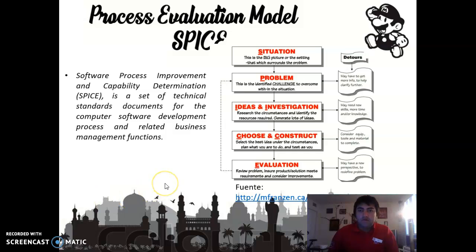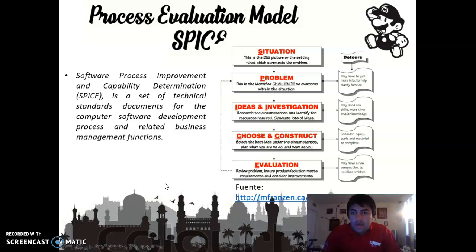Now the process evaluation model, SPICE. SPICE stands for, it means in English, Software Process Improvement and Capability Determination. It's a set of technical standards documents for the computer software development process and related business management functions. So if we go online, we can find several templates and software that help us apply this process to our company. Some of them are paid, we have to pay for them. They do most of the process. They say what part of our process is weak.